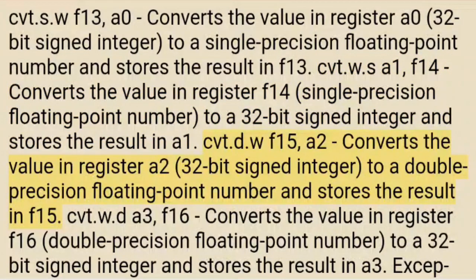CVT.D.W F15, A2 converts the value in register A2, a 32-bit signed integer, to a double precision floating point number and stores the result in F15. CVT.W.D A3, F16 converts the value in register F16, a double precision floating point number, to a 32-bit signed integer and stores the result in A3.